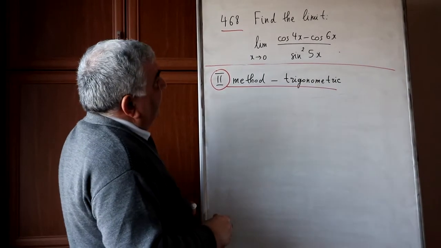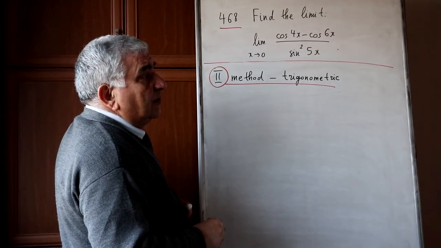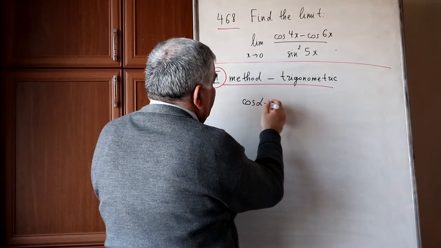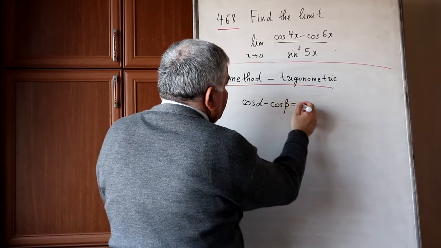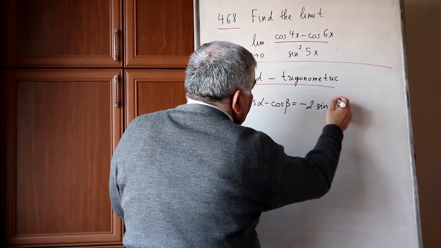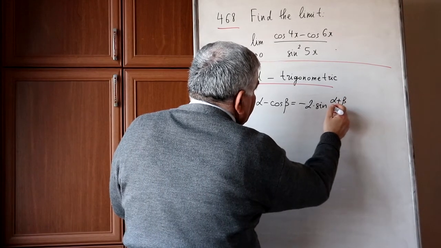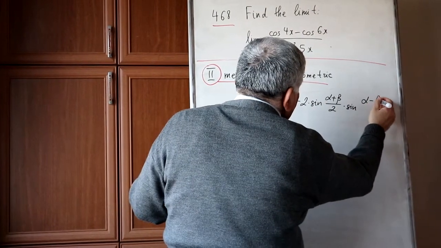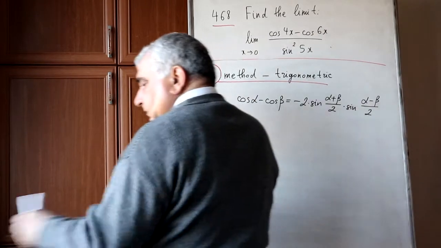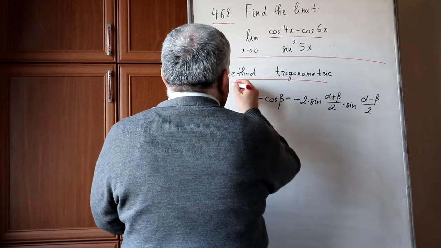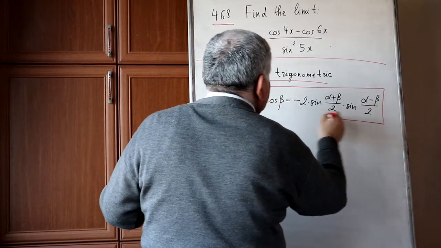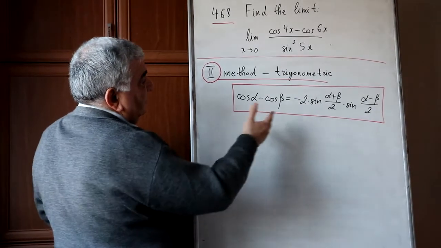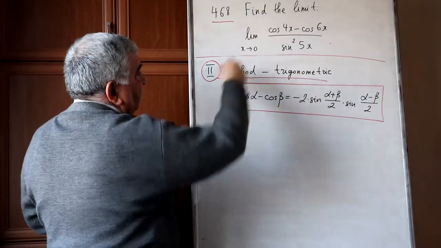Remember the formula of cosine's difference. Cosine alpha minus cosine beta equals minus 2 multiplied by sine of (alpha plus beta) in half, multiplied by sine of (alpha minus beta) in half. And using this formula, rewrite the numerator.